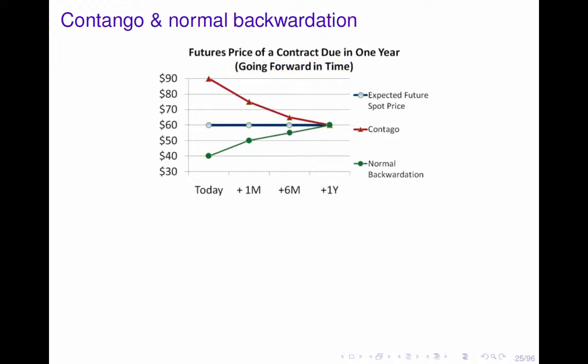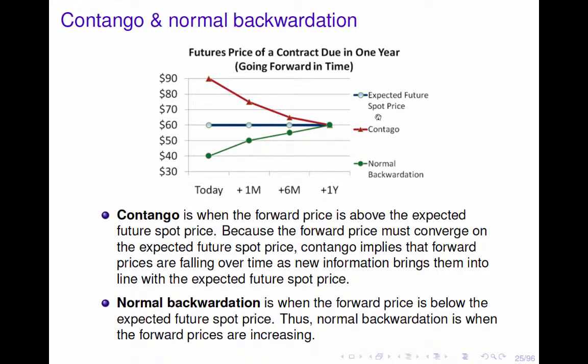The graph, therefore, shows that the forward price must converge towards the spot price as we approach the contract maturity, no matter whether it starts higher or lower than the expected future spot price. Then, contango describes the market when the forward price is above the expected future spot price. That is, in a contango market, forward prices are falling over time. Whereas normal backwardation is when the forward price is below the expected future spot price. And thus, in a normal backwardation market, the forward prices are increasing.